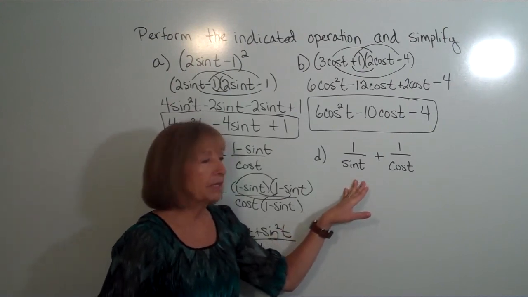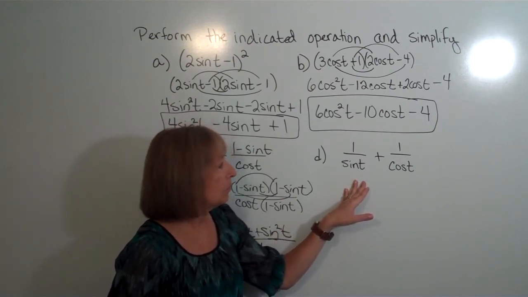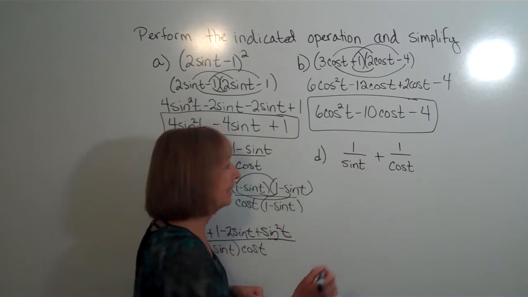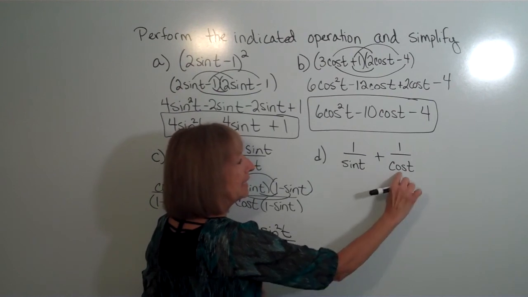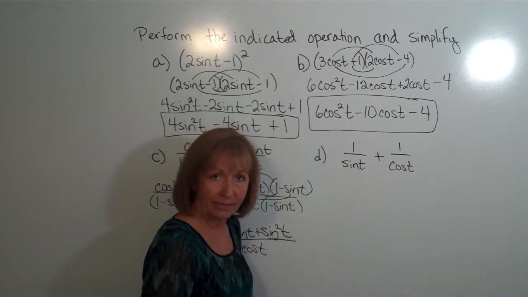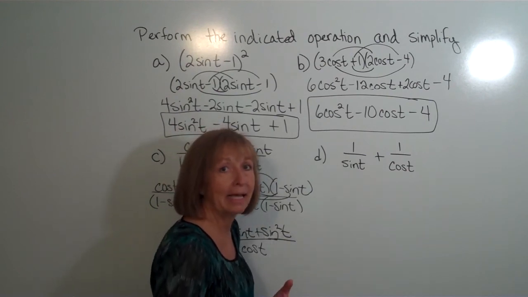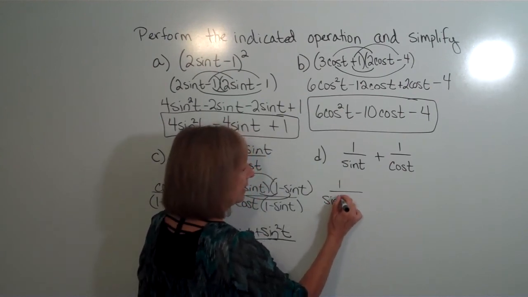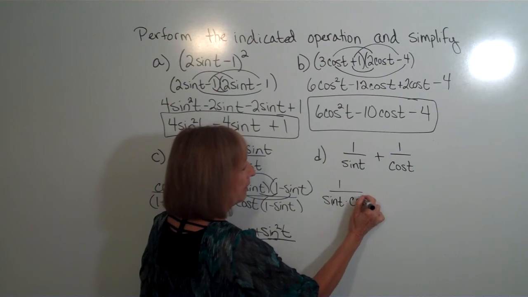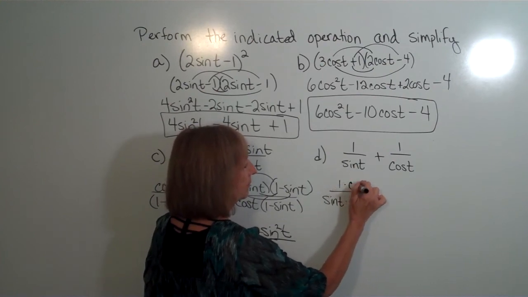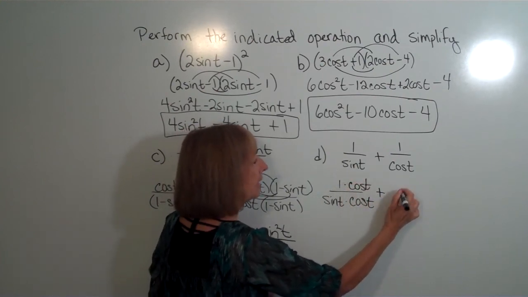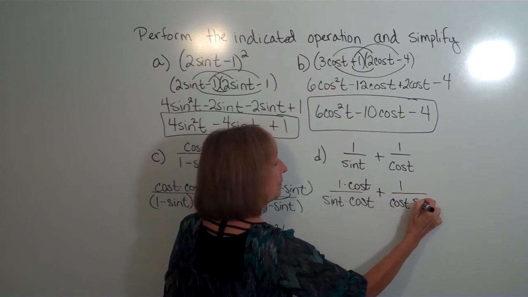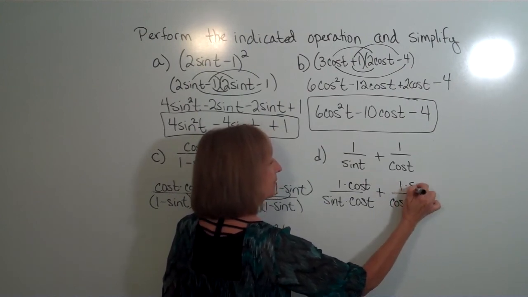The next one is a fraction, again, where we want to add these, but currently they don't have a common denominator. Well, the lowest common denominator between sine t and cosine t is sine t times cosine t. So my first fraction already has the sine t. It needs to be built by the cosine t. And the second fraction already has the cosine t. It needs to be built by the sine t.